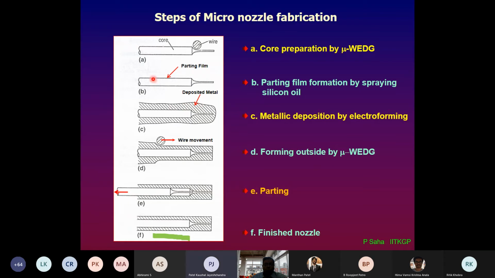Over this metallic rod, I create these metallic depositions. How do we do it? This is similar to electroplating operations, where in all these hatched portions the metal has been deposited, and this process is known as the electroforming process. Electroforming is basically similar to electroplating, where we deposit material on the job.